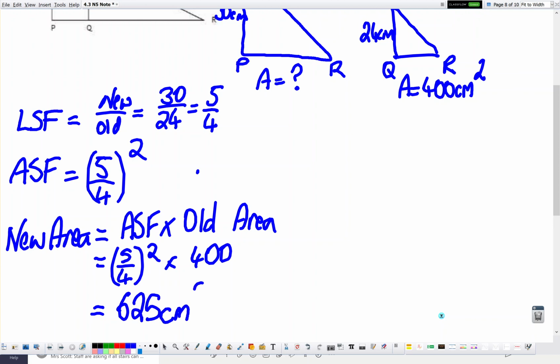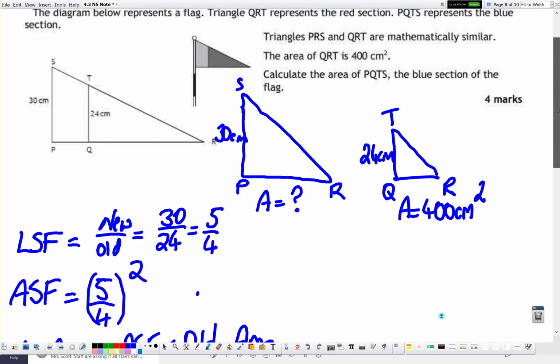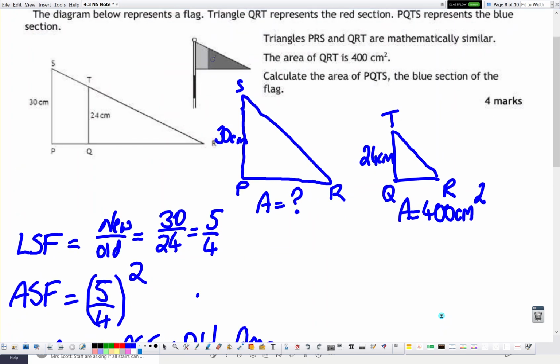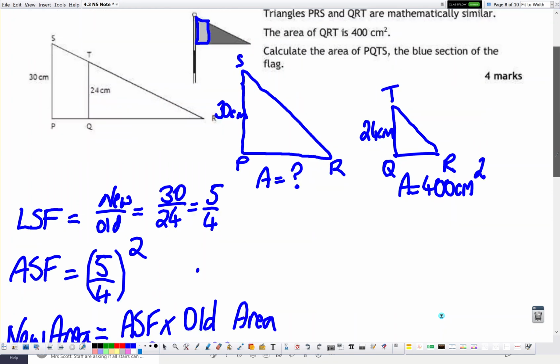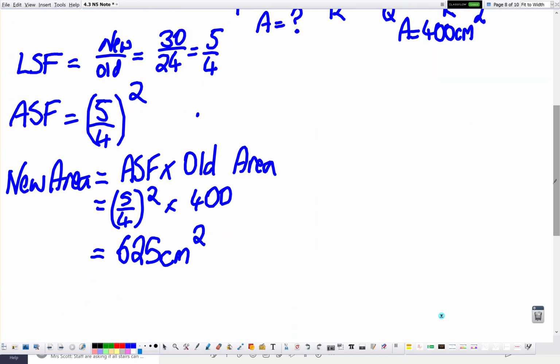Now, this is a past paper question, and we're not quite done yet. That is the new area, the overall triangle shape, so the overall golf flag. We know the area of the red section is 400. We're trying to work out what the blue section is, and that is quite simply the big area take away the small area. That's all we have to do to finalise our answer.